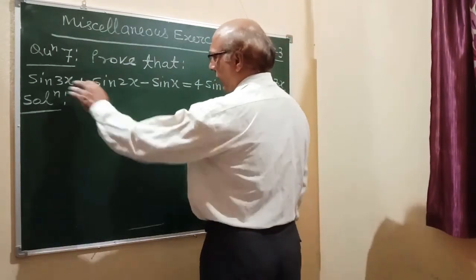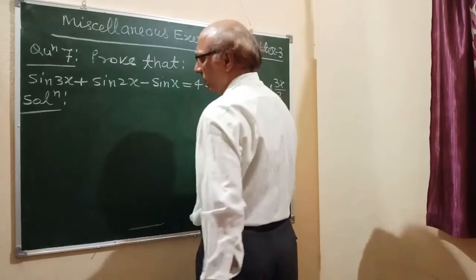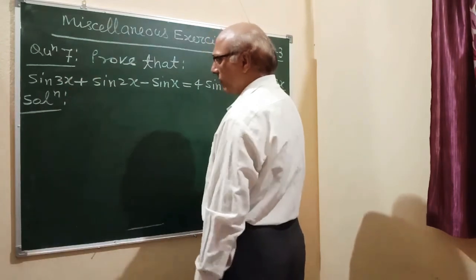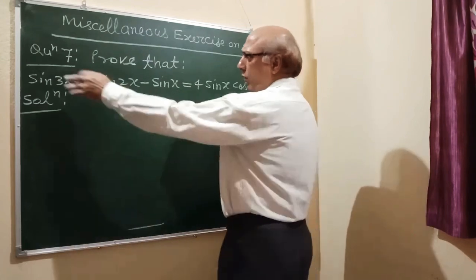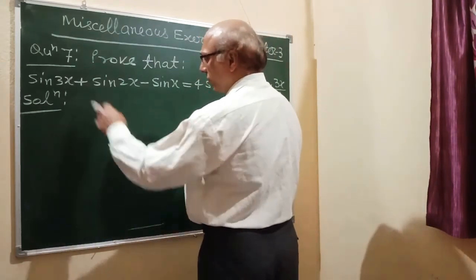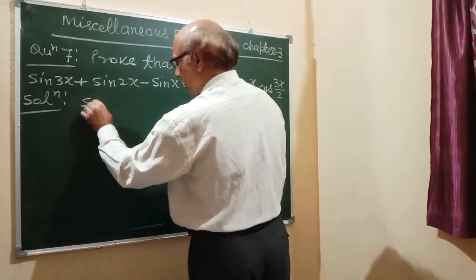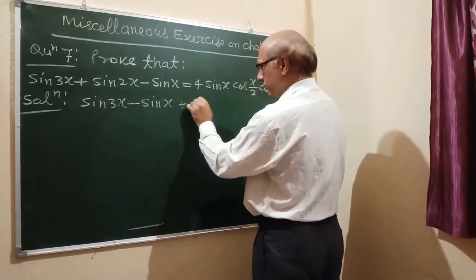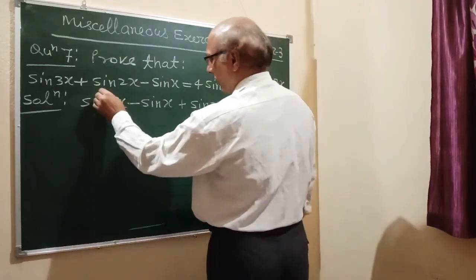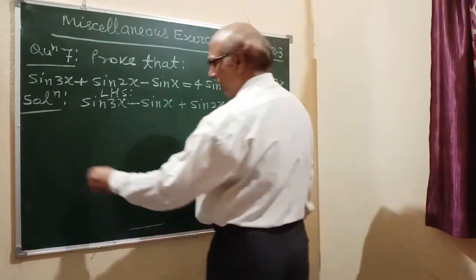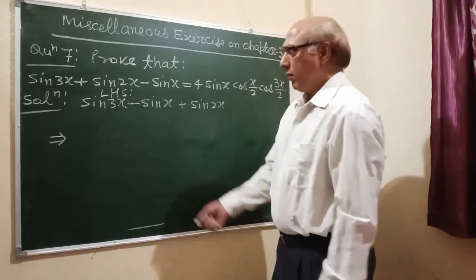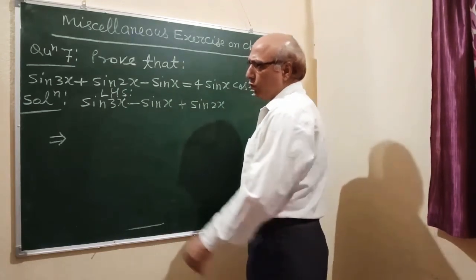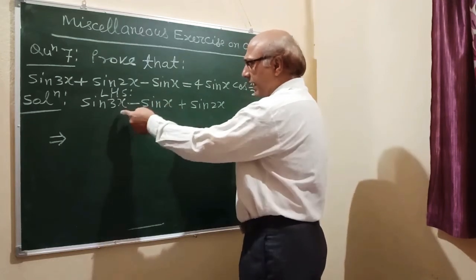Dear students, in this type of question, we rearrange the terms using the greatest value and smallest value. Here in sin 3x, 3x is the greatest value and x is the smallest value. So we use this concept. We can write sin 3x minus sin x plus sin 2x. Here this is LHS we use, and this implies that for sin 3x minus sin x, we use the result sin x minus sin y is equal to 2 cos x plus y by 2 sin x minus y by 2.